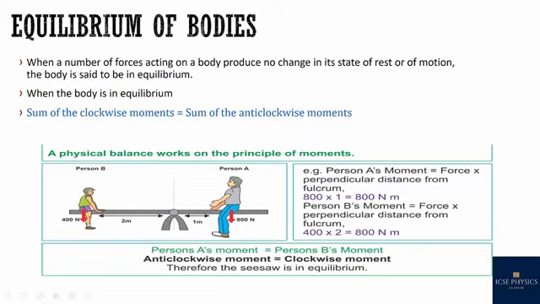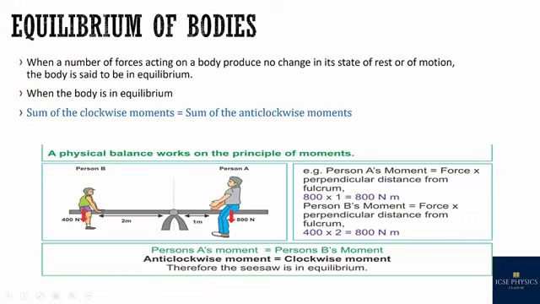As you can see in this example, what happens? Person A's moment, let's calculate. Force into perpendicular distance from the fulcrum or the mid-axis. So 400 into 2, that is 800 Newton meter. Similarly, person B's moment is again 800 Newton meter. So person A's moment is equal to B's moment. So the clockwise moment is equal to the anti-clockwise moment. So the seesaw is in equilibrium.